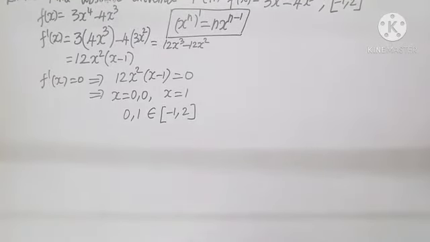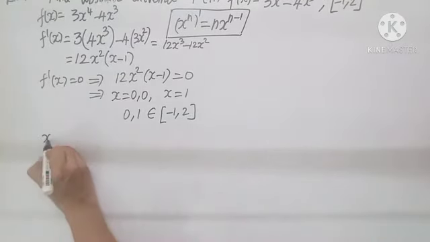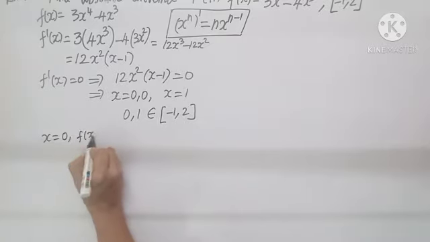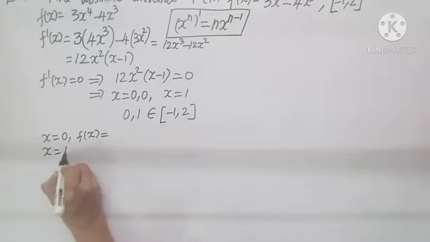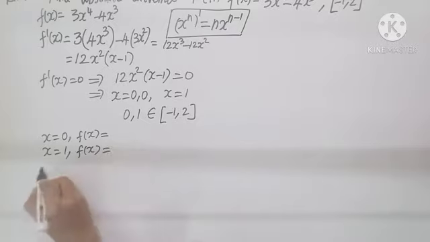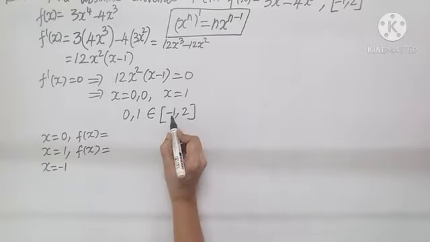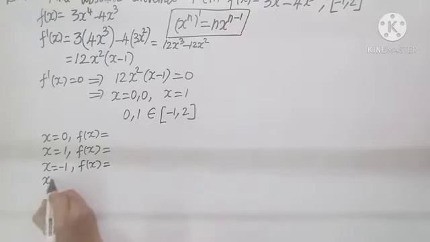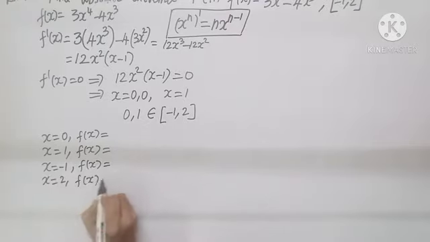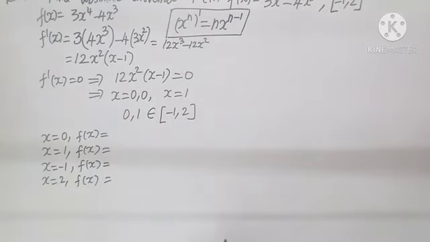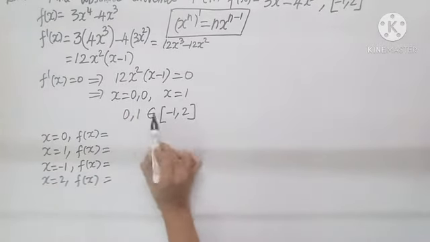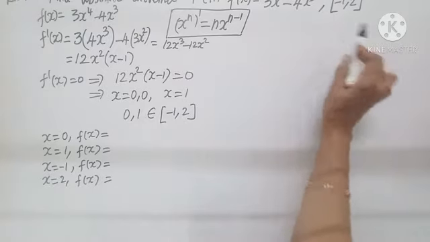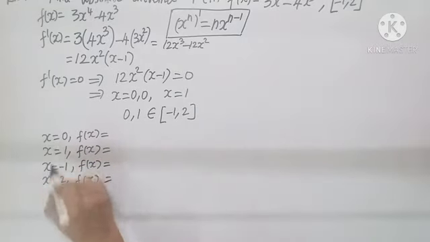Now what should I do? Find out x is equal to 0, f of x value. x is equal to 1, f of x value. The end values also. Find f of x, another value, x is equal to 2. So, by putting derivative 0, I got two values. The end values are 2. In all the four values, let us find out the value of f of x.